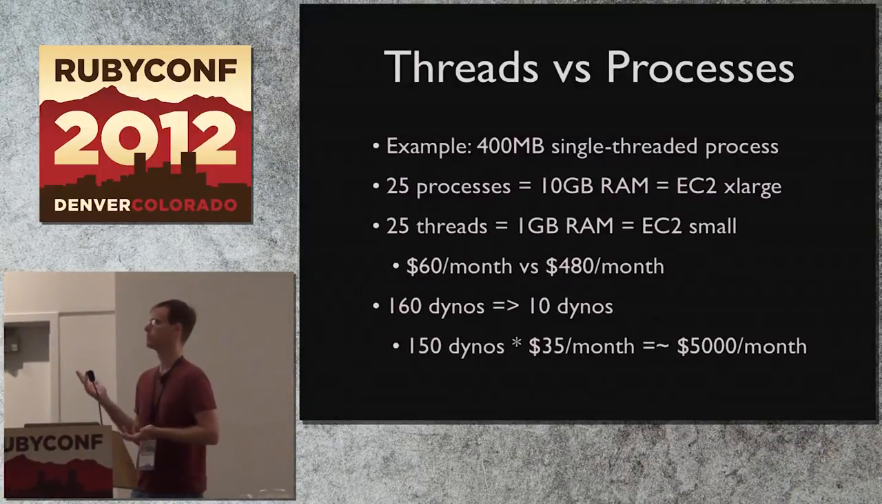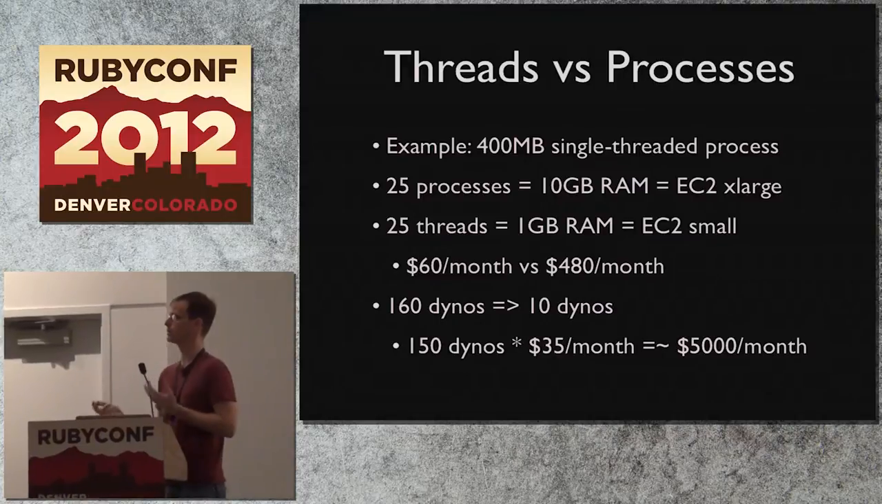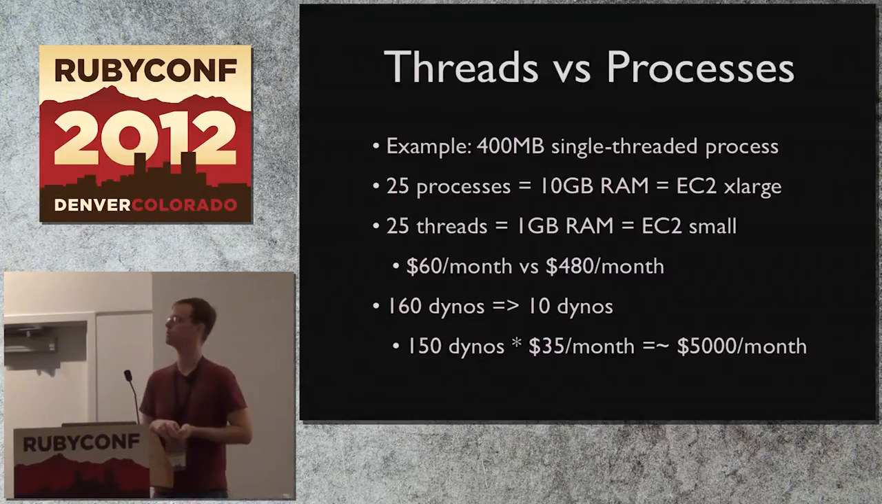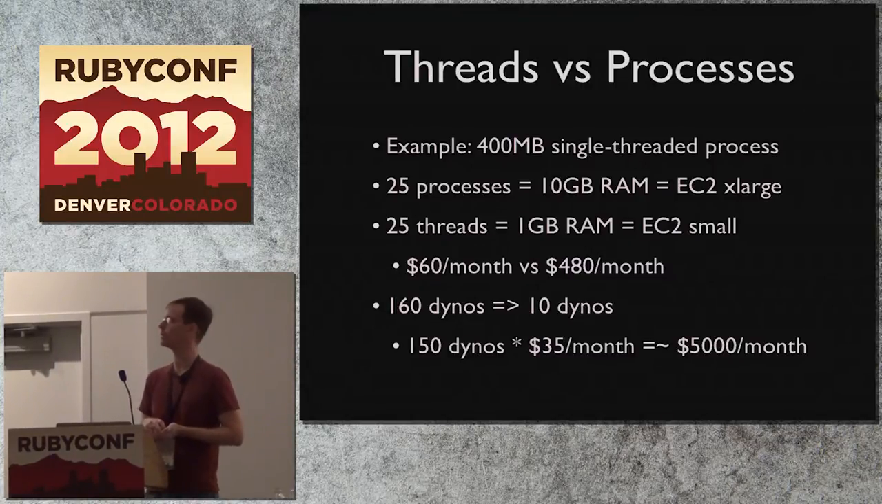To put some numbers in front of you, at 400 megabytes each, if you want 25 requests processed at a time, that's 10 gigs of RAM. That's an EC2 extra large instance. That's $480 a month. If, on the other hand, you use threads, one gigabyte of RAM, let's say, fits onto an EC2 small for $60 a month.